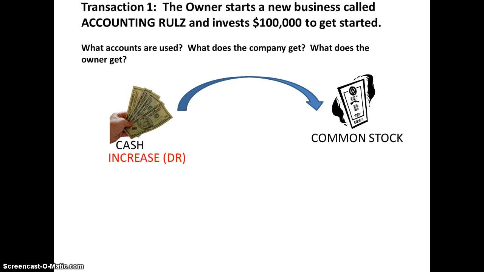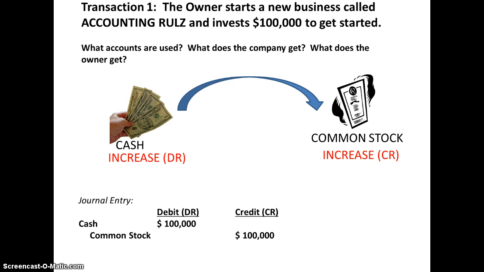Common stock, that is something the owner gets, so it's something we owe to the owner, so that makes it equity. We want to increase the value of the owner's investment, so we're going to increase that as well. We increase equity with a credit. This is how the journal entry would look. We would debit cash for $100,000 since that's the amount of money we received, and we would credit common stock for $100,000. So we have one debit and one credit, and both of them match or agree.